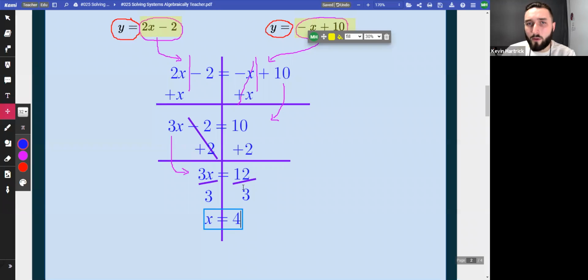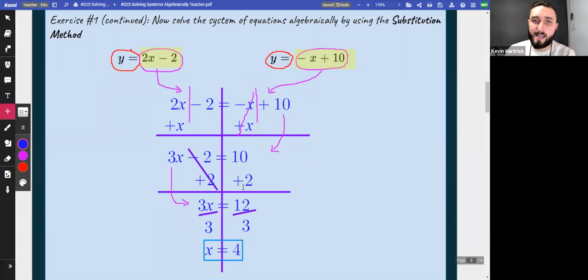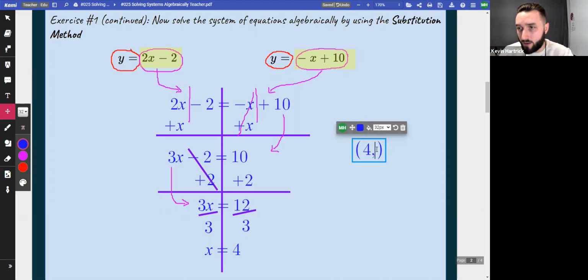Am I done? No, because a solution to a system of equations is a point, right? But if you only get the x value, you're only getting half the credit. You're only doing half the work. You're only getting one part of the solution. You're getting this part. You don't have this part yet. You don't have what's in here yet. You don't have this 6, okay? You're missing that, all right? So we need to find that second portion of it, the y value.